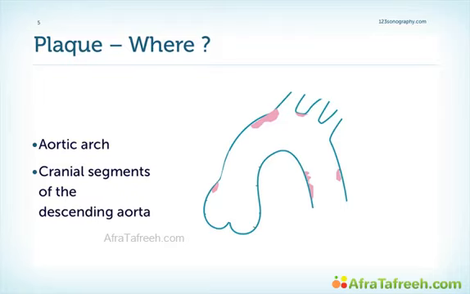Where do we usually find atherosclerotic plaques in the aorta? Well, they can be found anywhere. But the sites where they are most common are in the region of the aortic arch and also in the cranial portions of the descending aorta, and very often in the region of the aortic valve.